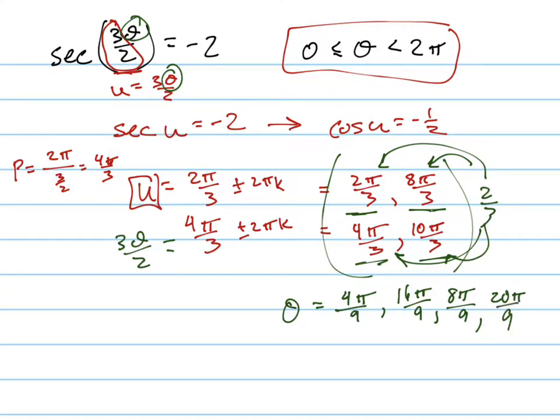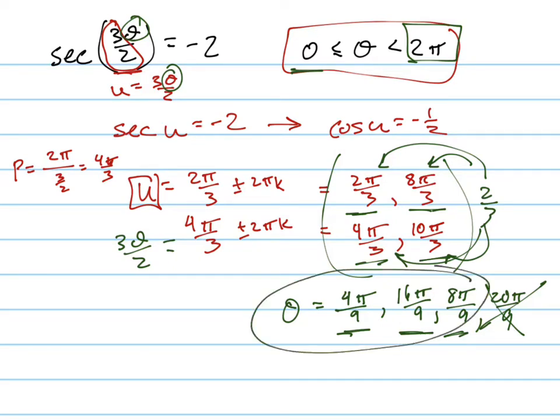And now we ask ourselves, which of those is between 0 and 2 pi? This is, and that's just outside of it, which is kind of what I was thinking. There would be one extra one because we're going around 1.5 times. So your answers are those.